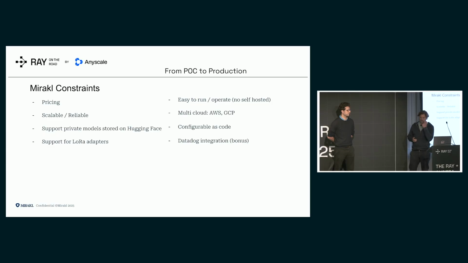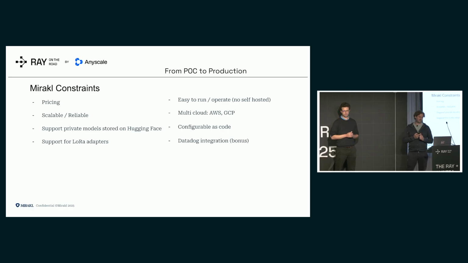We want a solution that is easy to run and to operate. We don't want to manage new infrastructure or to set up a new Kubernetes cluster. We want something that is simple, so no self-hosted. If possible, a multi-cloud service, because at Mirakl we provide our service to our customers on multiple cloud providers, because some of our clients are direct competitors of Amazon.